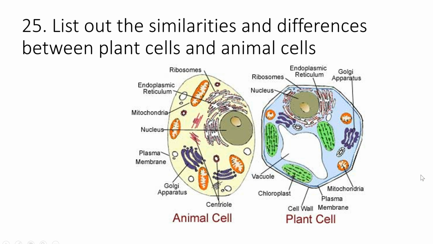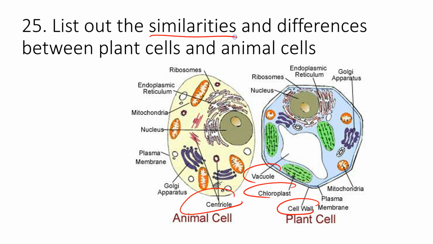Similarities and differences between plant cells and animal cells. You should be very familiar. Animal cells do not have a cell wall. Plant cells have a cell wall, chloroplast, a large central vacuole, and animal cells have centrioles for cell division, and do not have a cell wall. You need to be able to tell the differences between animal cell and plant cell and be able to label the organelles as well. And animal cells do not have a fixed shape.